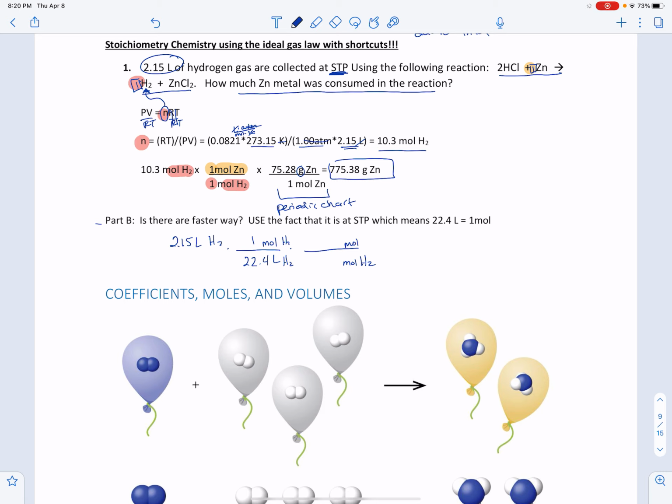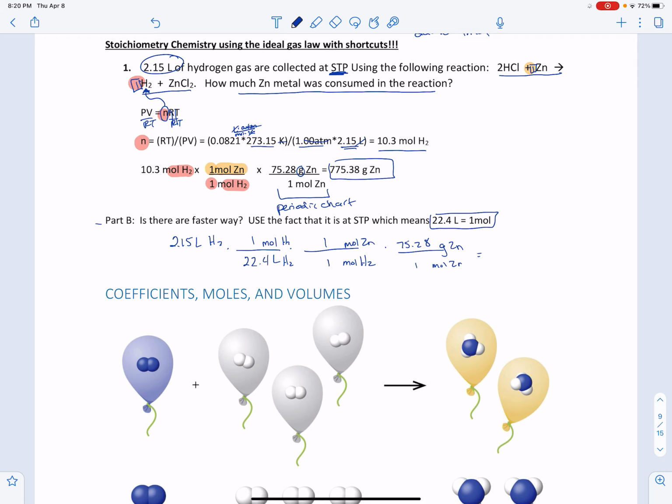Now we'll go from moles of hydrogen gas to moles of zinc, and then we'll go from moles of zinc to grams of zinc. And again, this was 1 to 1. Those were the coefficients. And then this is 1 to 75.28 grams of zinc from the periodic chart. You see how that's less math? Do you see how this is helpful and saves you time?